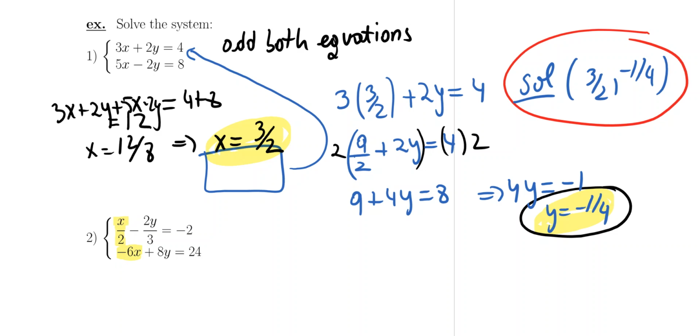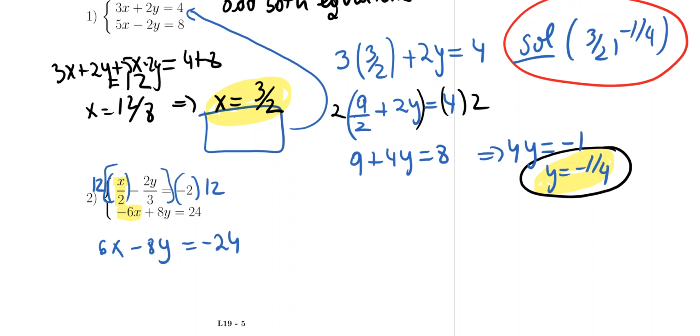So, well, I need to multiply by 12, right? Because 12 times x over 2 is going to give me 6x. But make sure you multiply everything. Okay, so now I multiply 12 by x over 2, it gives me 6x. 12 times -2y over 3 is going to give me -8y, and then equals -24, -2 times 12. And then I leave the second equation the same. And now notice that when I add the two equations, the x is going to go away.